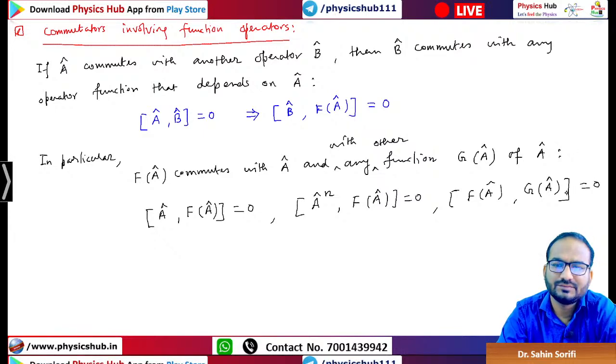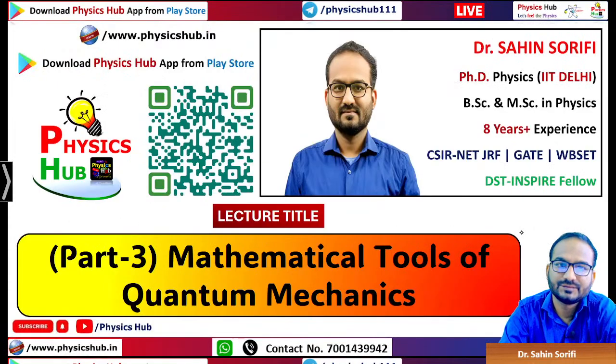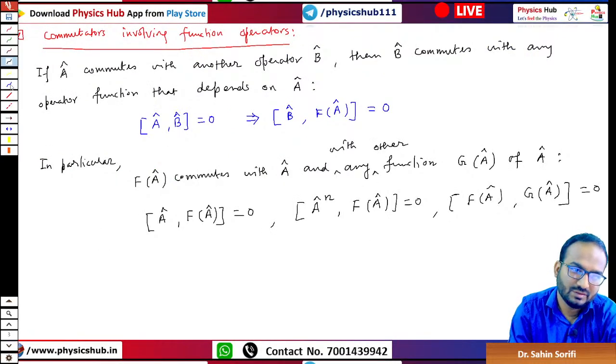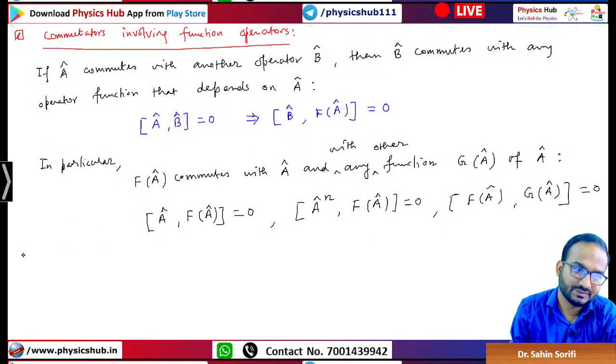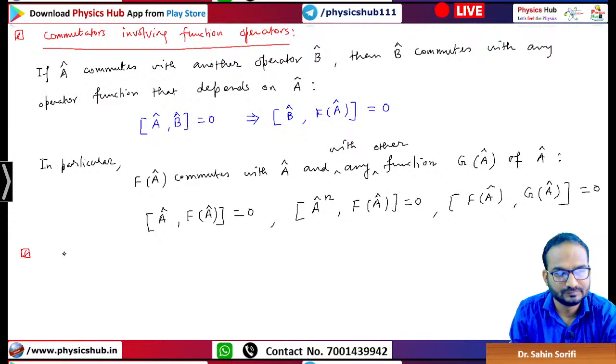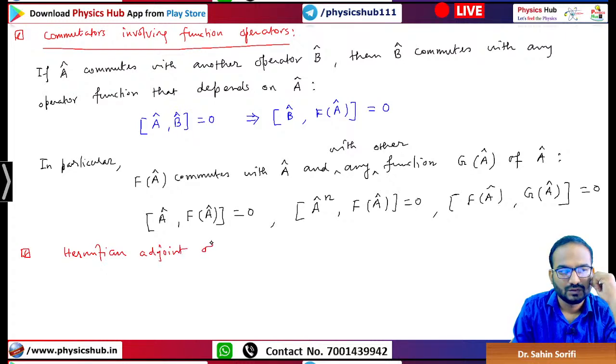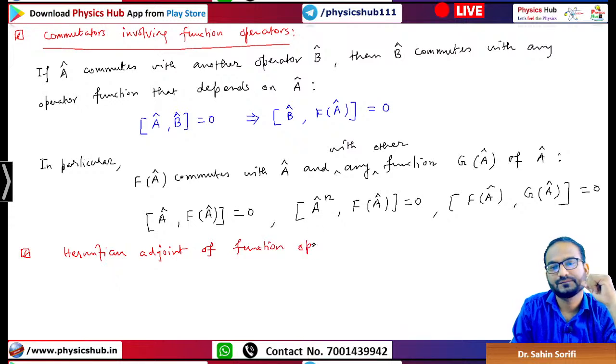So this much is enough for function operators. Let us now talk about what will happen if we take the Hermitian adjoint of these function operators.